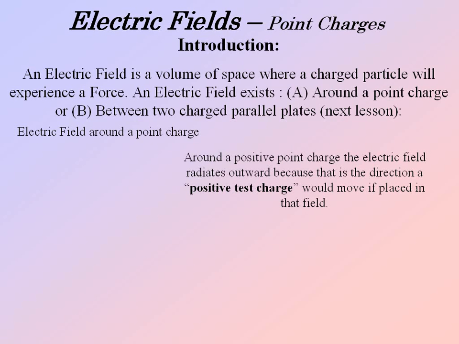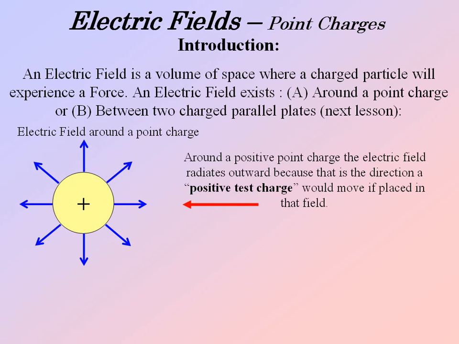Around a positive point charge, the electric field radiates outward because that is the direction a positive test charge would move if placed in that field. This is an arbitrary choice. We have chosen to use a positive test charge. This is universal. A positive test charge will move away from a positive charge. So the direction of the electric field is said to be outward.